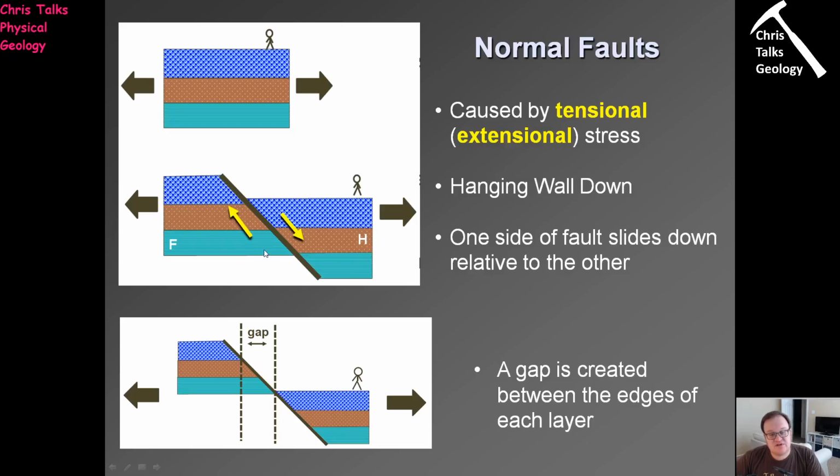So, as you can see, if we allow this to go far enough, we actually create a gap between this point and this point. So this essentially is what's referred to as the gap, and that is just a measure of how far the hanging wall block has moved.